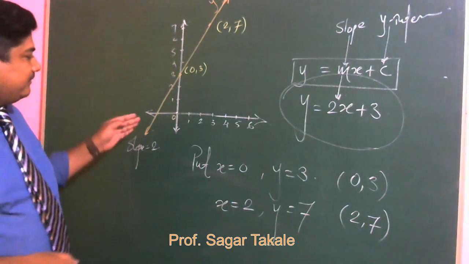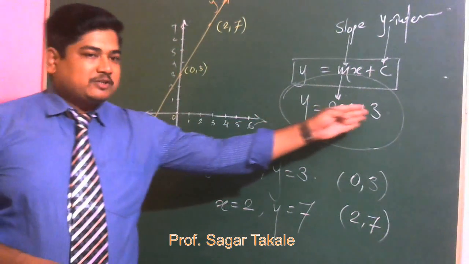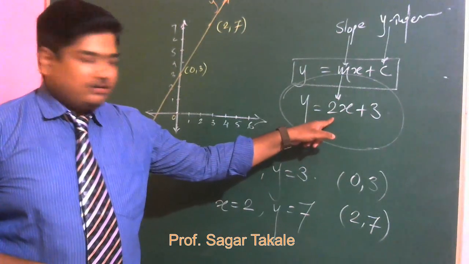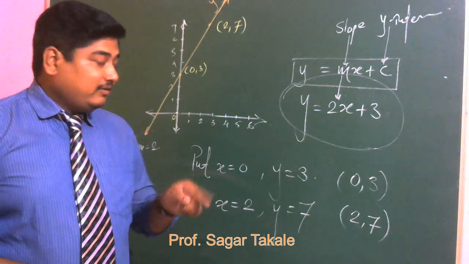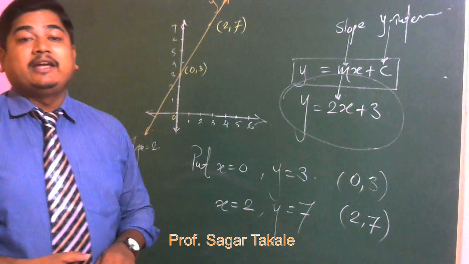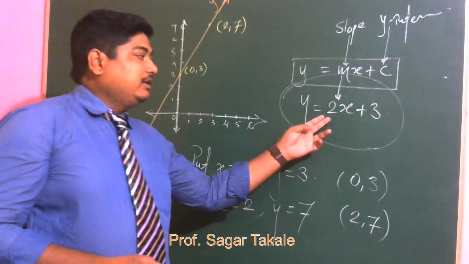In the same way, consider you are having the equation y equals 2x plus 3. Then what is the slope of this particular line? Yes, it is 2. That means the derivative of this particular equation is 2. The derivative is 2.